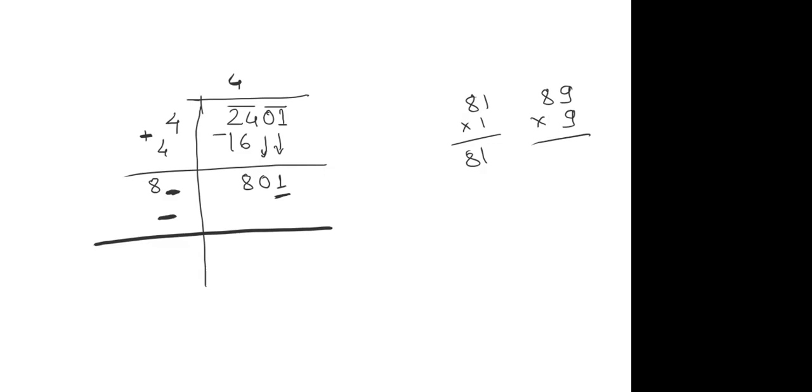So 9 nines are 81, 9 eights are 72, plus 8 is 80. 801, this gives me 0 as remainder. I'm using 9 here and 9 here. 89 plus 9 is 98. So 49 is the square root of 2401.